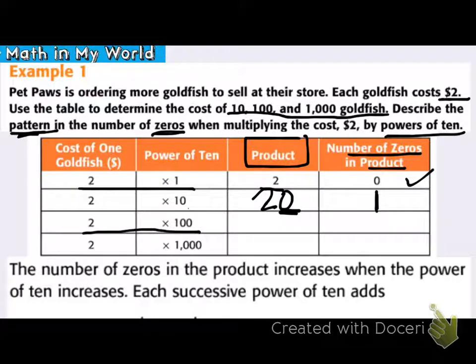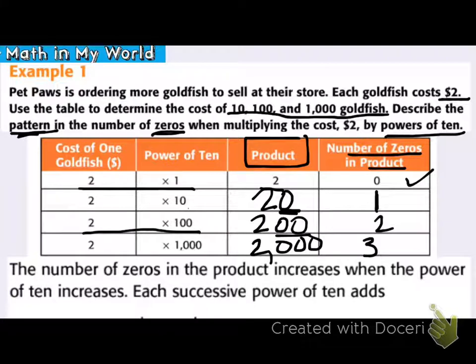2 times 100 is 200. And the number of zeros in the product, well, there's 2 this time. 2 zeros in the answer to my multiplication problem. 2 times 1,000 is 2,000. Okay, and again, I notice that there's 3 zeros in my product. And before I even read what's down below, I'm going to think about the steps that we just went over. And it says to multiply that factor. So the first step was to multiply the factor. Well, the factor is 2, and then the other factor is 1.